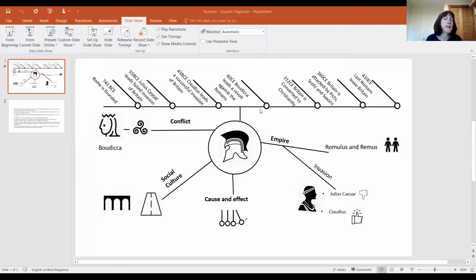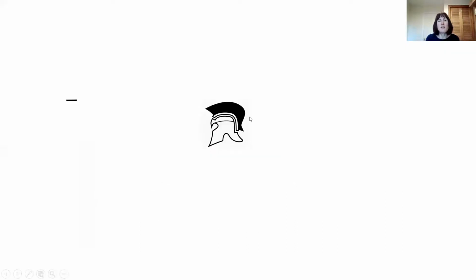The first thing you're going to need to do, I'm going to share the screen now, is to have your circle. Here's the graphic organiser. The first thing we're going to start with is a circle in the middle of your page. When we were in school, we used a glue stick lid to draw around, or just anything you've got at home. It doesn't have to be very big. Then you need to draw the Roman helmet in the middle. That's our symbol to help us think about the Romans.